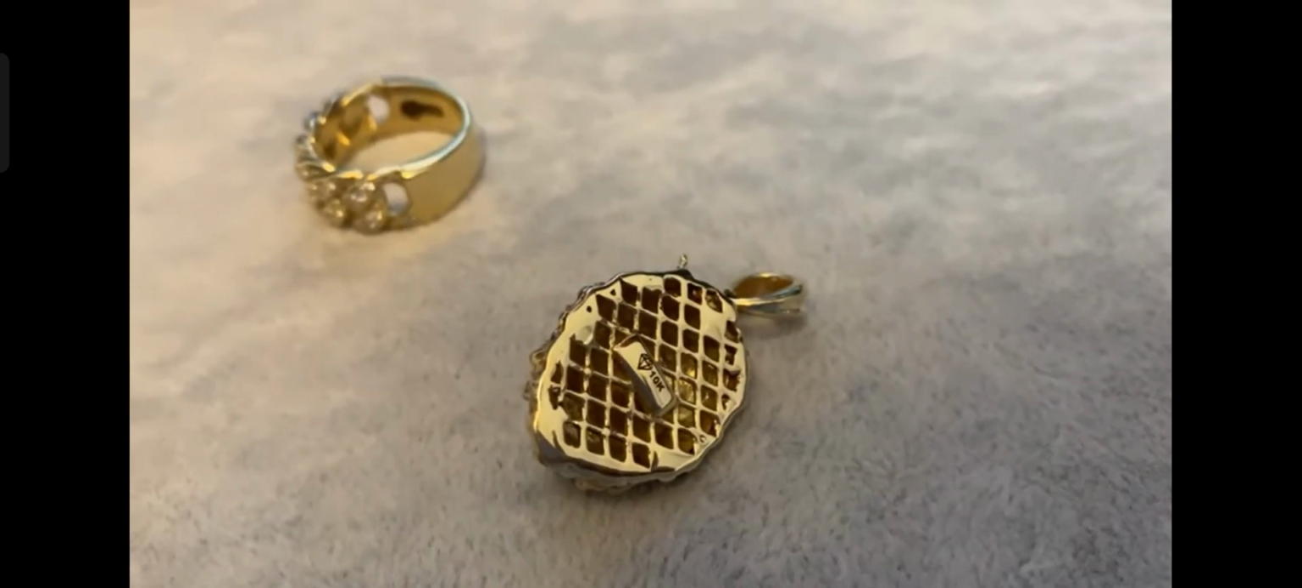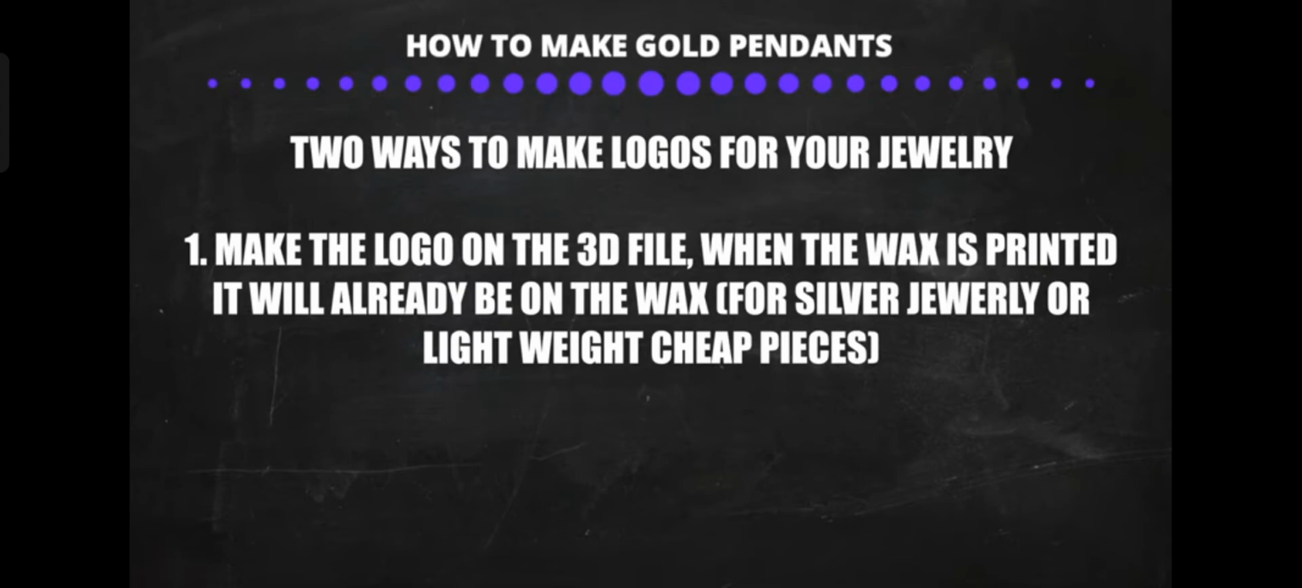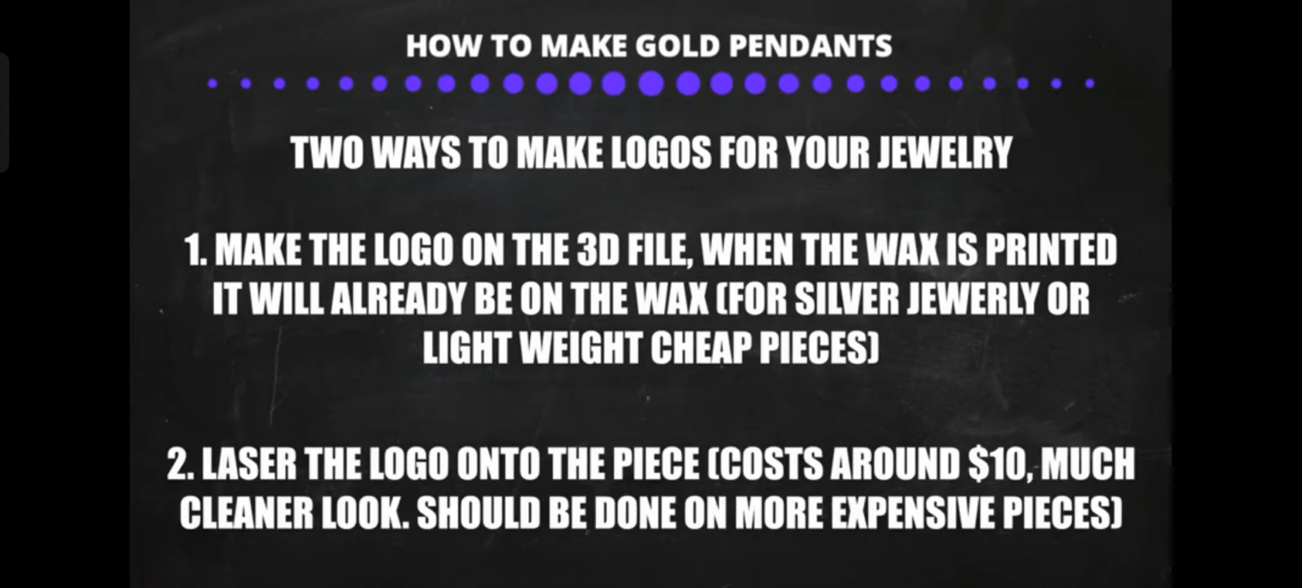Alright guys, the next step is to add a logo to our piece. So there's 2 ways to make a logo for your jewelry piece. The first way is to have a 3D designer make it in the 3D file. Then when the wax is printed, the logo is going to be on there. This is the way to go if you're making silver jewelry or if you're making light pieces like I mentioned earlier. And the second way to add a logo to your piece is to have it lasered.